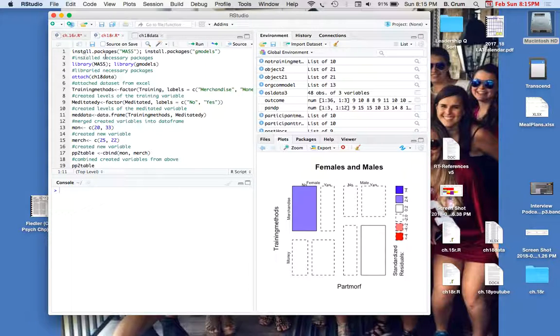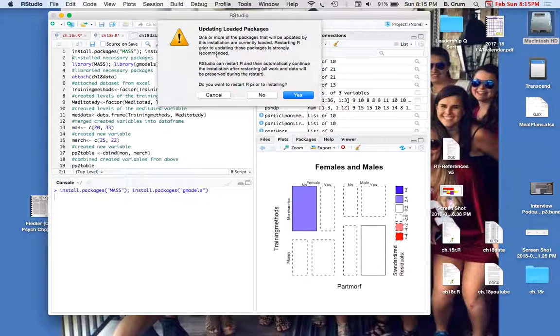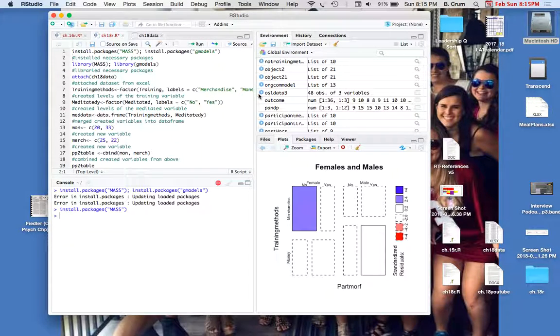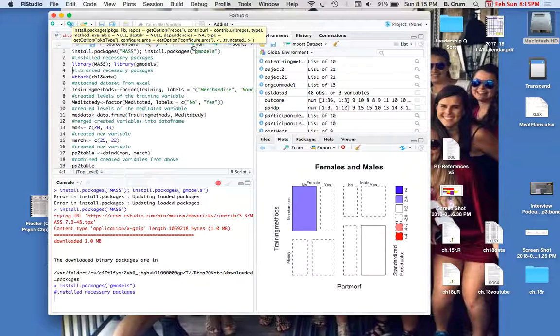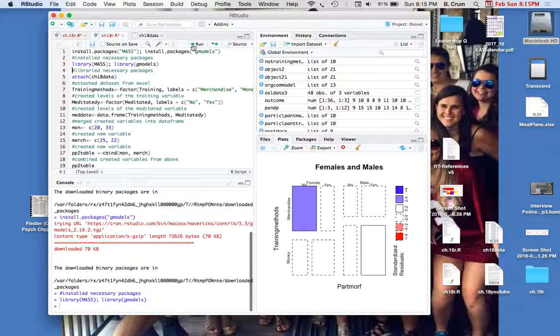So as always, I started by installing the packages that were necessary. Just going to do that over and over again. The gmodels package is used for chi-square, and the MASS package is used for log linear analysis like last week. And then here's where I library them. I would actually already have these libraried, but for the purposes of this, I libraried them so that I'll have them in the future.